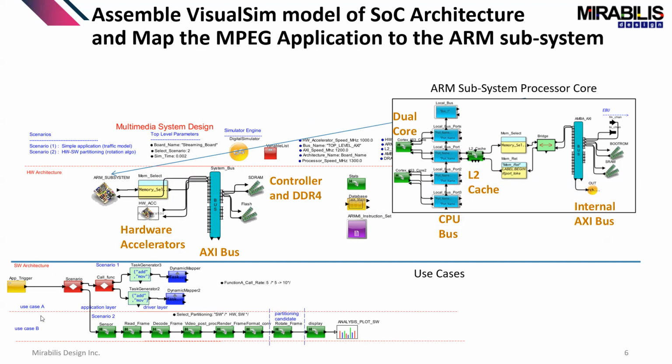Here we can see we have multiple use cases defined, and the specific use case of focus here will be scenario 2, which is the bottom sequence. So we have the sensors generating frames, then we read the frame, we decode the frame, we do video post-processing, we render the frame, we do format conversion, and then rotate the frame, and then we display, and then we plot the results.